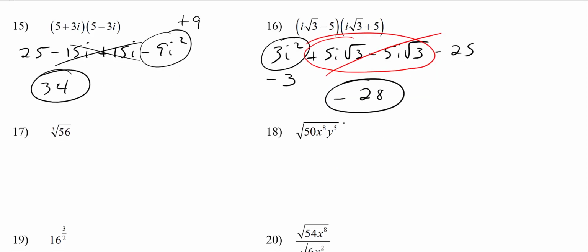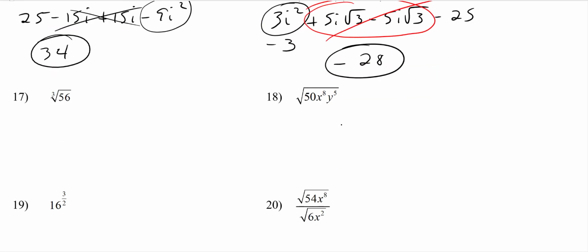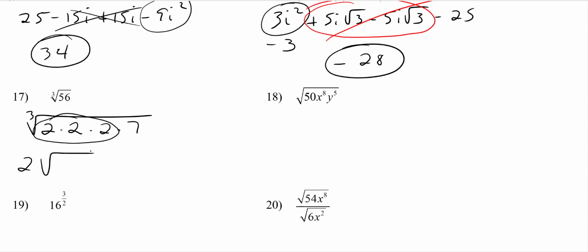Okay, so we're done with that part. There are no more i's in here because there are no more negative square roots. So this is the old stuff, guys. The cube root of 56. Got to break it up, guys. Divide it by 2, that would give me 28. 28 divided by 2 is 14. 14 divided by 2 is 7. So this is what it breaks up to. That's as much as you can break it up, and you're looking for a perfect cube, so 2's. So it's 2 and then the cube root of 7. That's your answer.